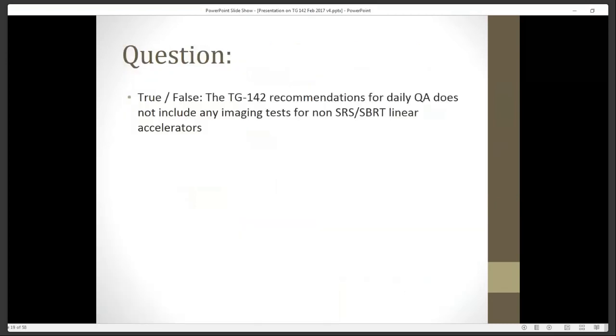All right, another question here. True or false: the TG142 recommendations for daily QA do not include any imaging tests for non-SRS SBRT linear accelerators.